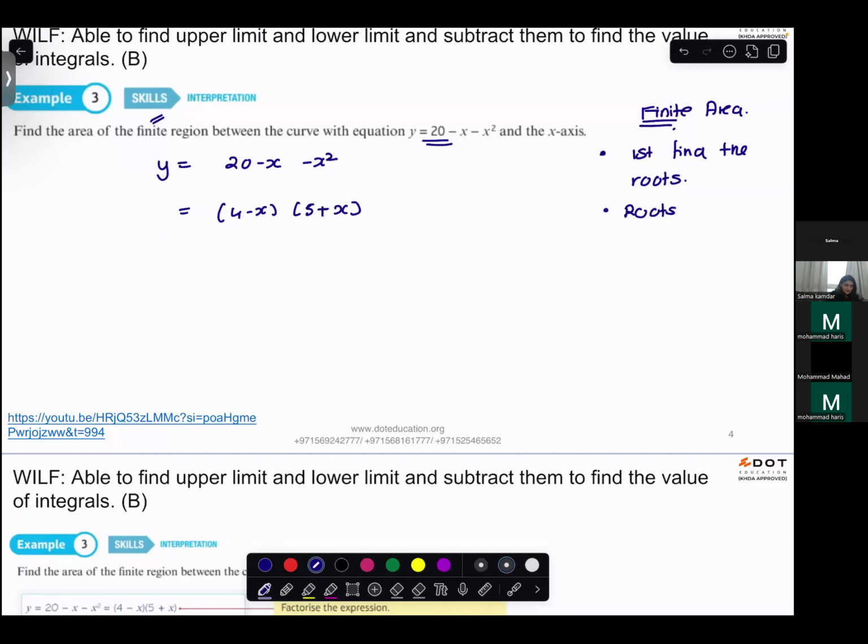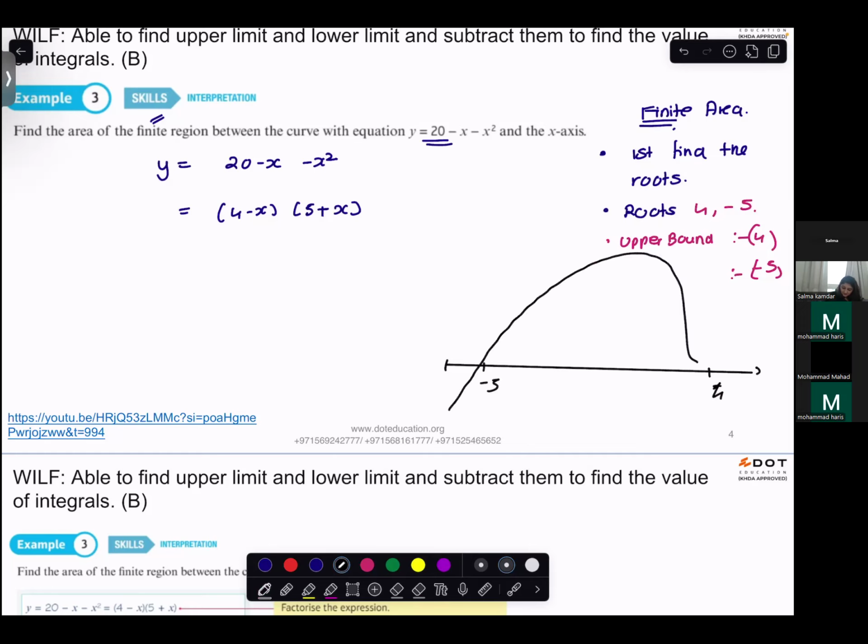So what are your roots? Tell me. My roots are 4 and minus 5. So what would be your upper bound? 4. Your upper bound would be 4 and your lower bound would be minus 5. I am drawing this on my x-axis: upper bound is 4 and the lower bound is minus 5.